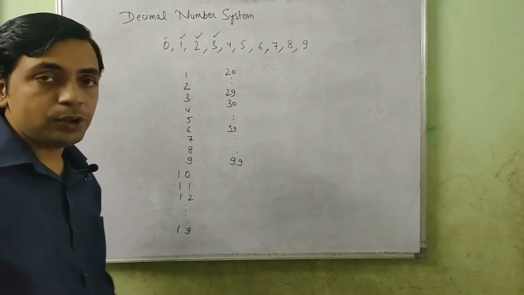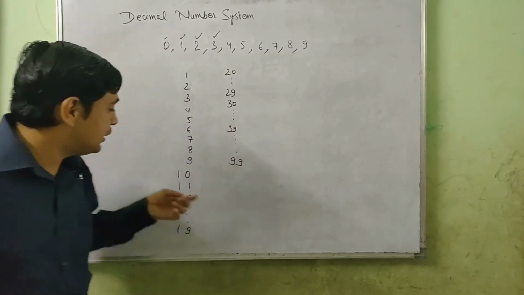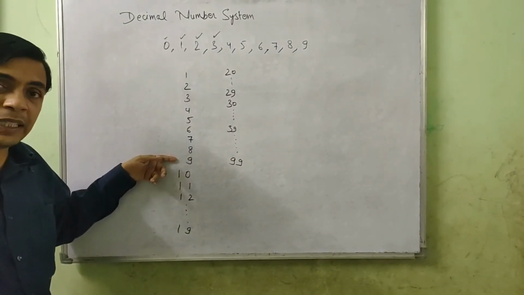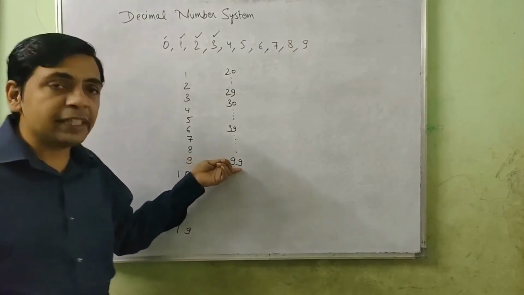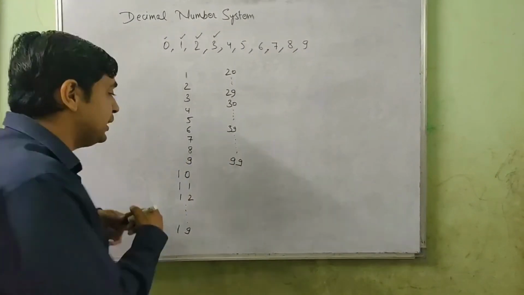So what we will do? So that will mark the end of 2-digit numbers. As 9 was the marking of single digit number, similarly 99 is the marking of end of 2-digit number. So now we will start forming 3-digit number.